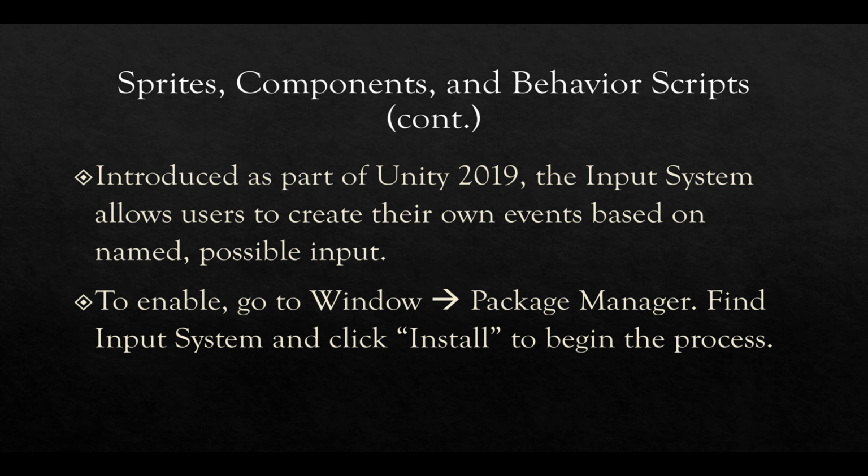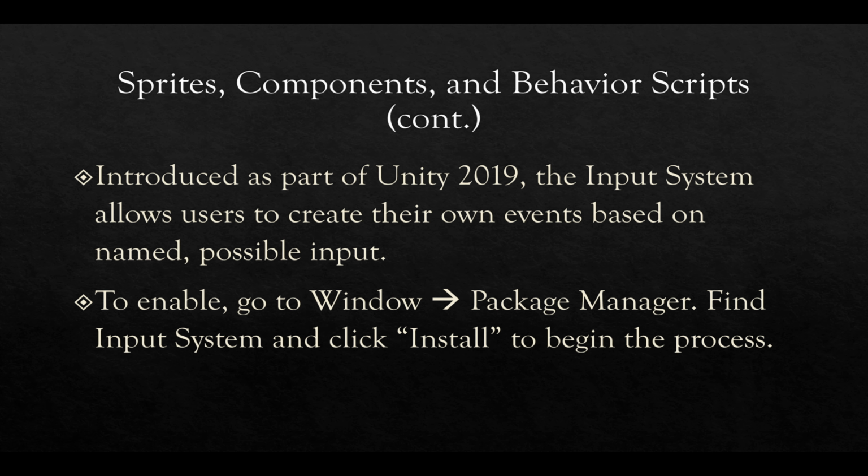Introduced as part of Unity 2019, there is a new input system, hopefully named Input System. This allows users to create their own events. This is incredibly helpful for us based on named possible input. And we'll see what this looks like momentarily. But we have to enable it as part of Unity 2020. It is within the system and is recommended, but it's not enabled by default.